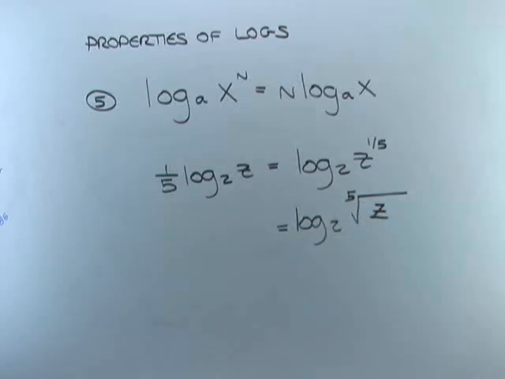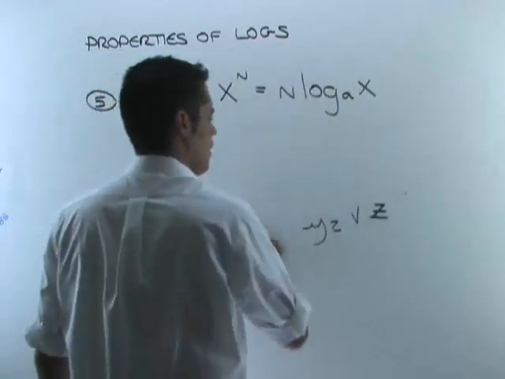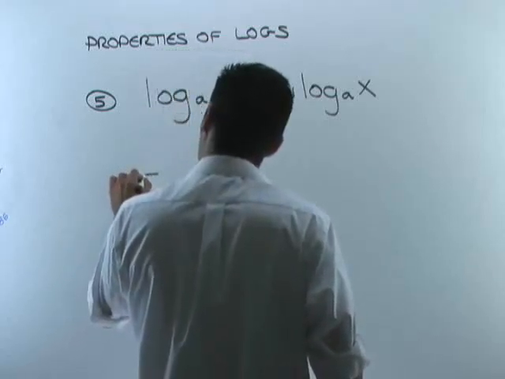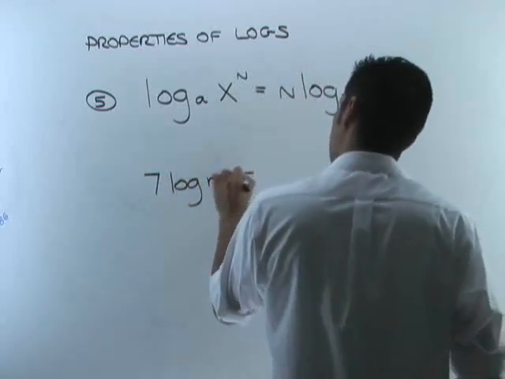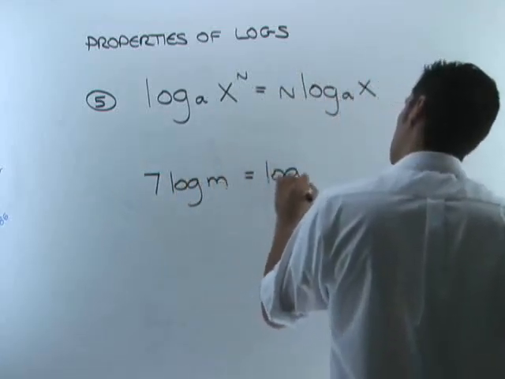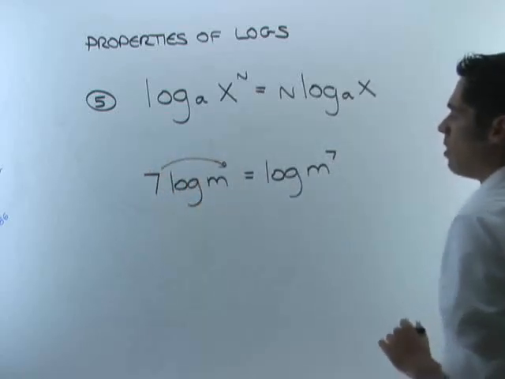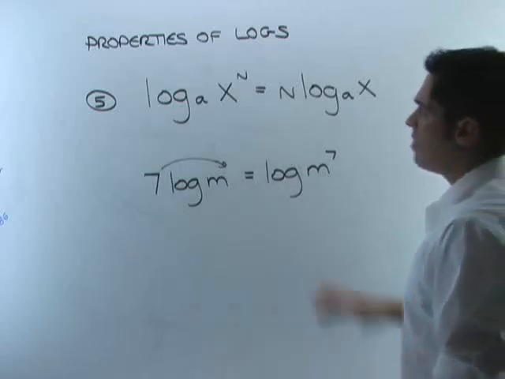Okay? I'll do one more. If we have, let's say 7 log of m, this is the same as log m to the 7th. Remember, the 7 comes up and becomes the power. There is no base here on the log, but remember, that means it's 10. So that's the 5th property.